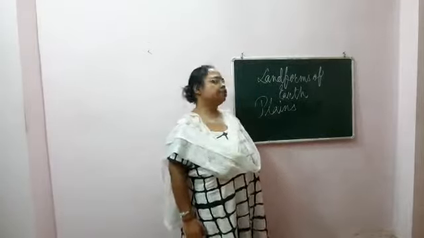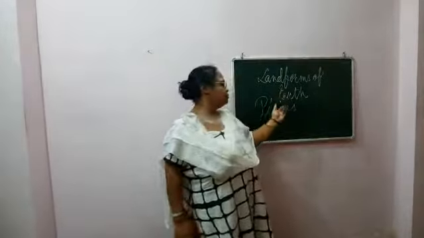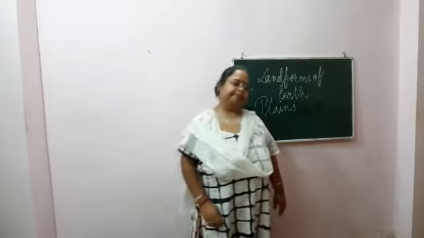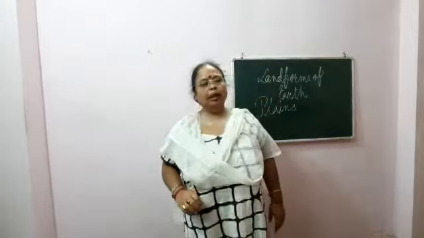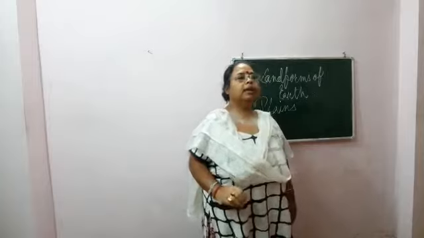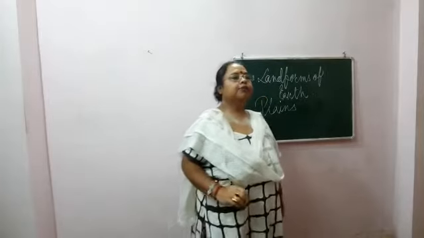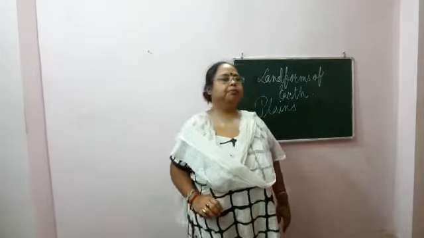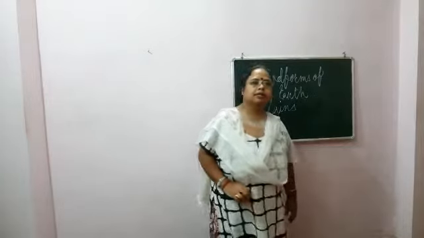Today I will discuss the third part of landforms of the earth, that is plains. A level or gently undulating land, with a difference of elevation of less than 150 meters above the earth's surface, is called a plainland.